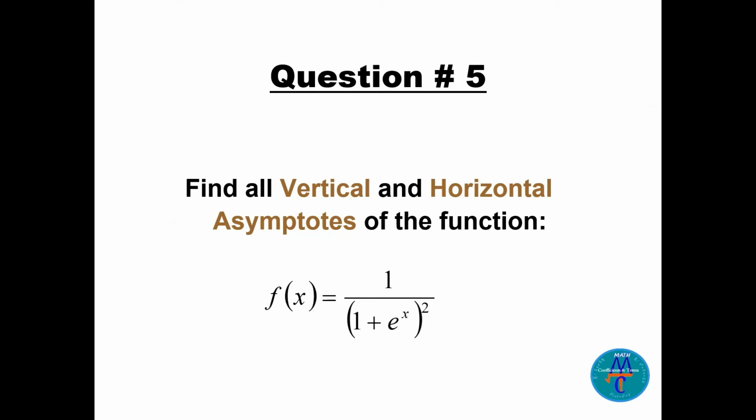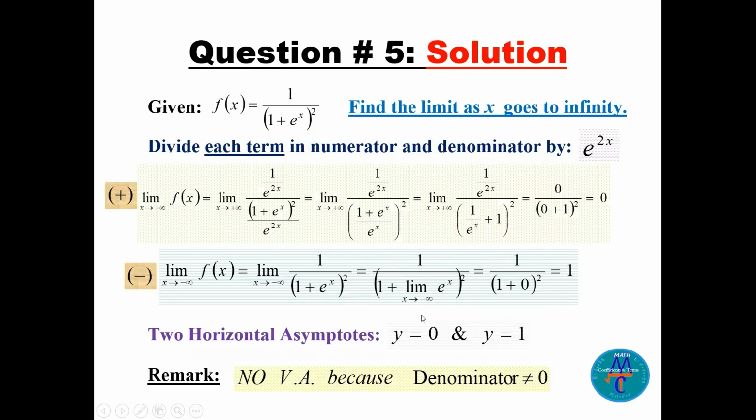We need the vertical and the horizontal asymptotes. We have the function 1 over (1 plus e to the power x) all squared. So we can study this one. Let's find the limit as x goes to infinity. We have to study here the plus infinity and the minus infinity. So the limit of the function as x goes to plus infinity. Just be careful here, guys.